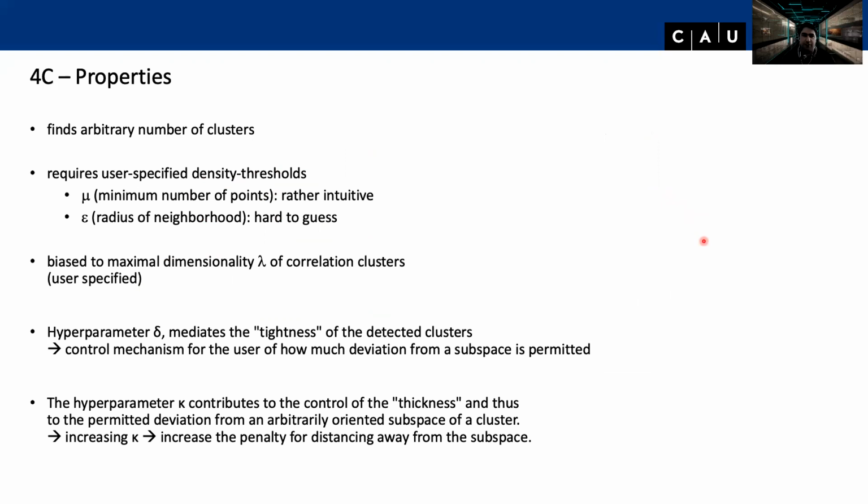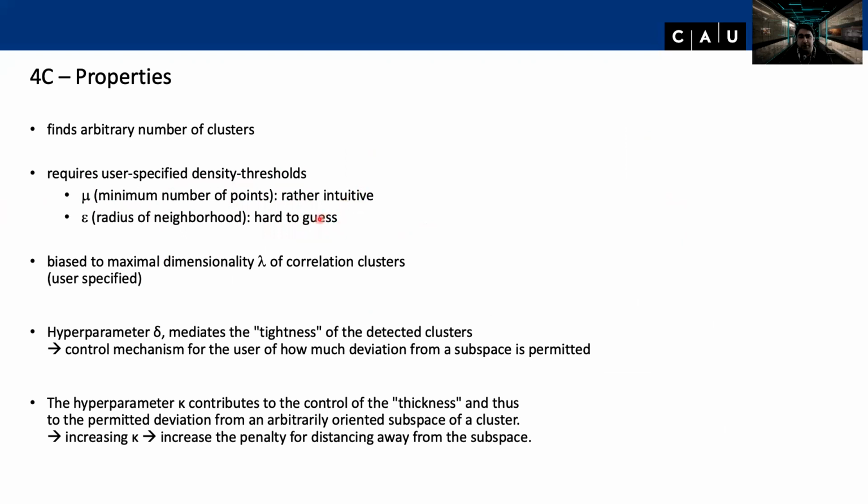So what are the properties of the 4C algorithm? First, it finds an arbitrary number of clusters. So we no longer have this limitation or advantage, depending on how you look at it, of stating that we want exactly k clusters; you say, I don't know how many clusters, just find them for me. Then it requires user-specific density thresholds. Like in DBSCAN, you have to specify a minimum number of objects, mu, that you want within a given epsilon neighborhood. While the minimum number of points is kind of intuitive, it is hard to guess the epsilon range.